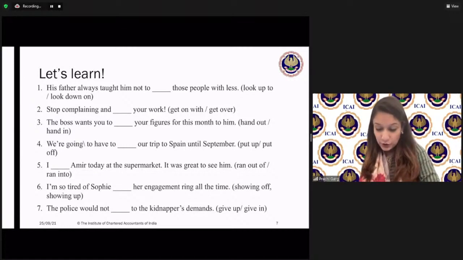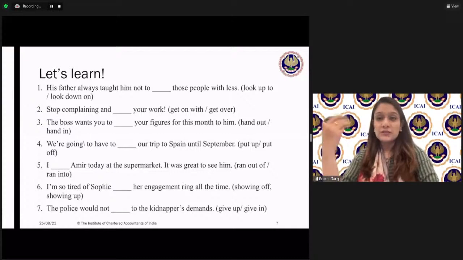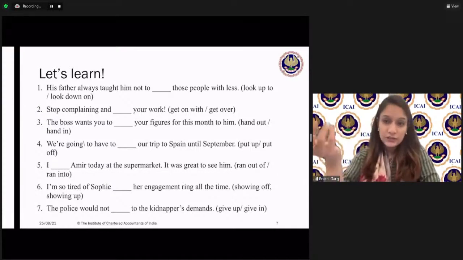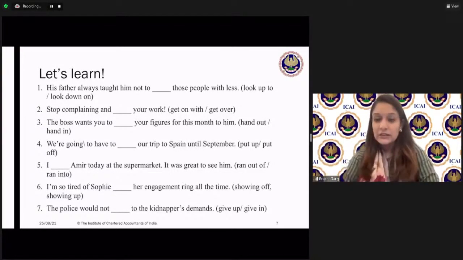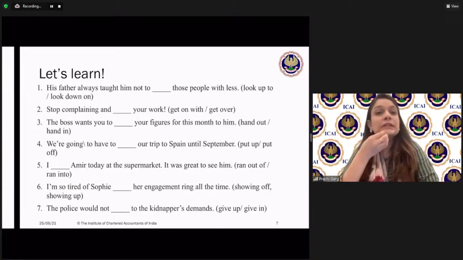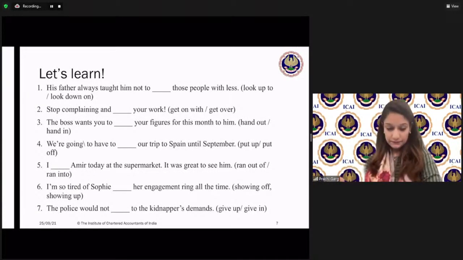The police would not give in to the kidnapper's demand, right? So give up is to leave something, and give in is to submit yourself and agree to what the other person is saying. Clear? So are we clear with the phrasal verbs?